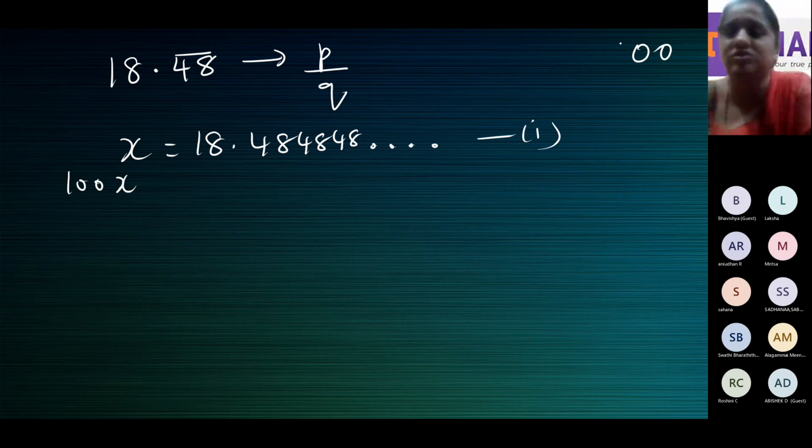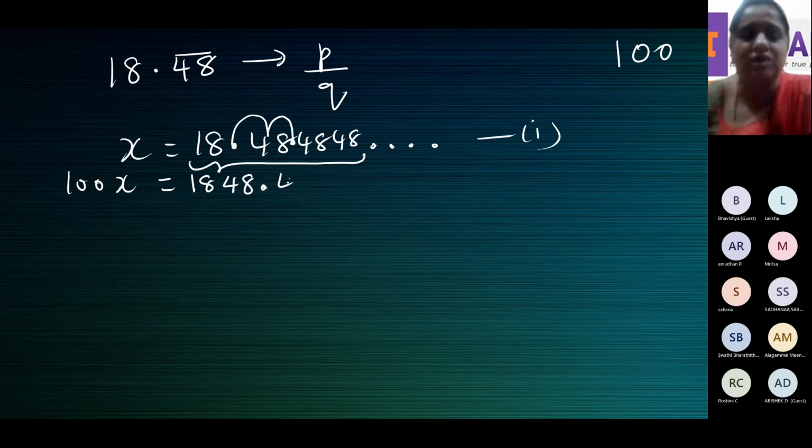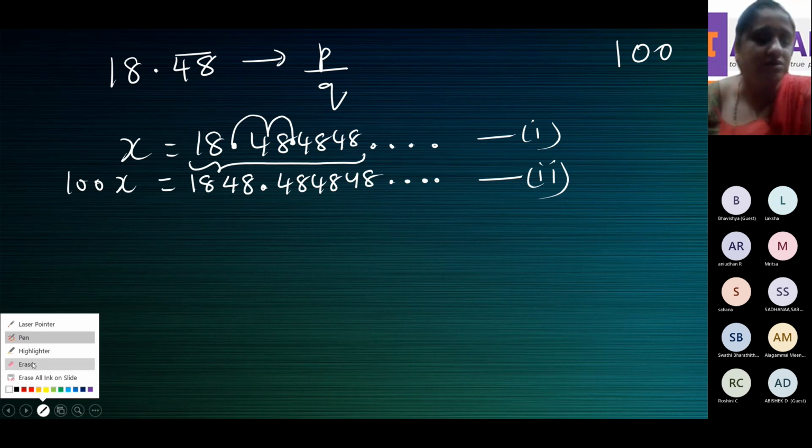So 2 digits means 2 zeros. So multiply x with 100. So 100x is equal to, when you multiply this by 100, the decimal point will move by 2 places. 1, 2, it will come here. So it will be 1848.484848. You can write it however many times you want. This is equation 2.